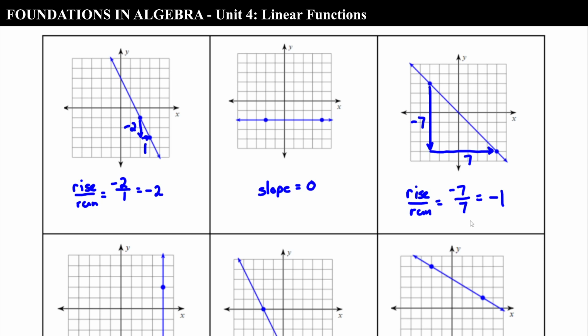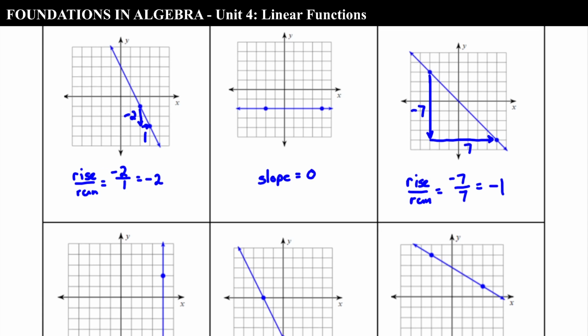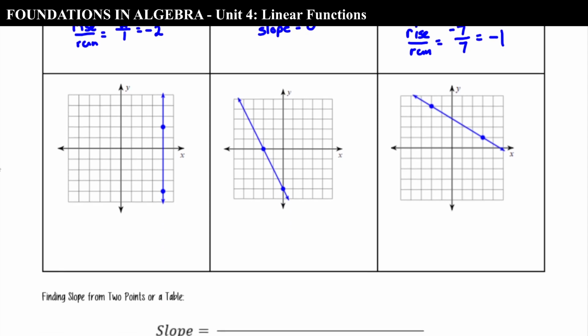Now you can do a quick check on these. In this first graph, we have a decreasing line, which tells us that our slope should be negative, which it is. Same thing with this third one. We have a decreasing line, so our slope should be negative. So at the very least, you can tell if your sign is correct.